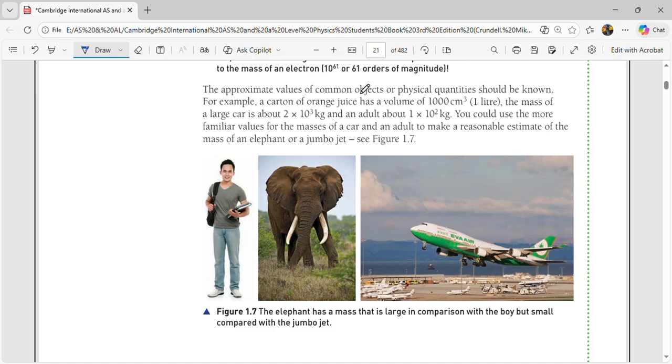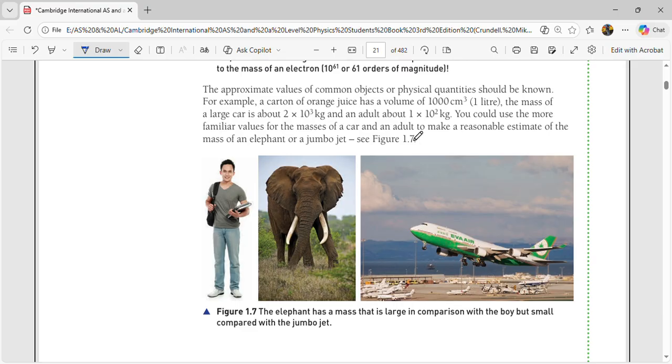We need to be able to estimate values, magnitudes. The approximate values of common objects or physical quantities should be known. Like a carton of orange juice has a volume of 1 liter. The mass of a large car is about 2,000 kilograms. An adult has a mass of about 100 kilograms. Yeah, those huge ones. I'm below that.